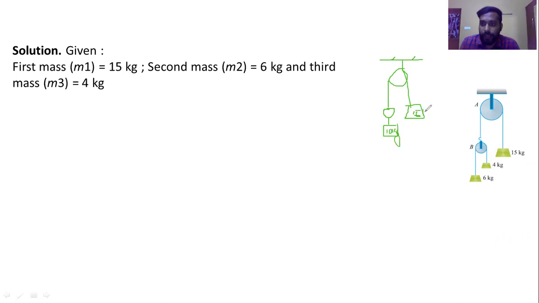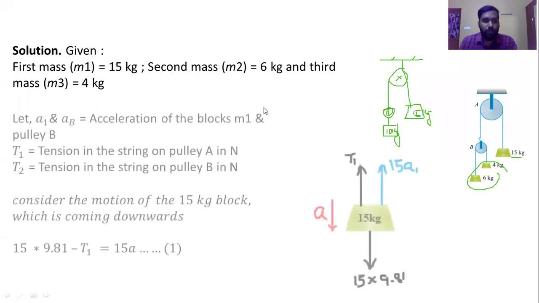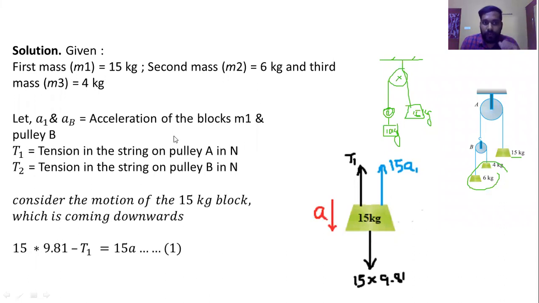So this is the 50 kilogram weight. Okay, so this is the first step. Different textbooks follow different methods. I'm following this method, which I think is a conceptually easy method. So this is 50 kilogram, and the total 6 plus 4, 10 kilogram, is attached to the movable pulley. So this is the movable pulley, and this is a fixed pulley. Fine. Okay, let A1 and AB be the accelerations of block M1 and pulley B.